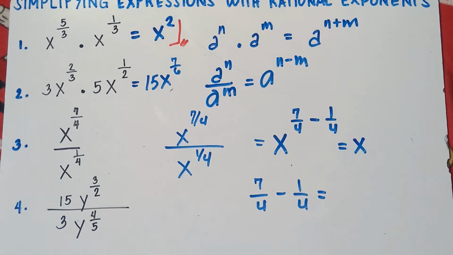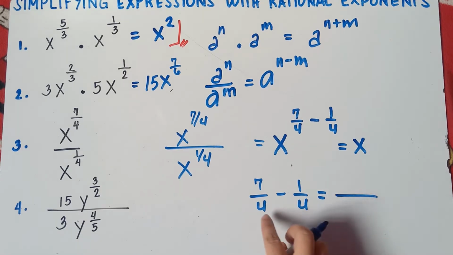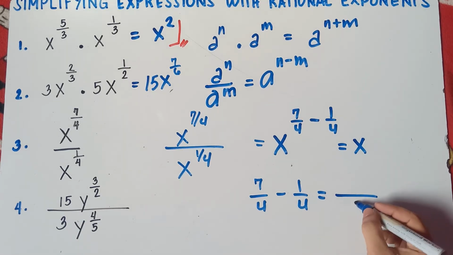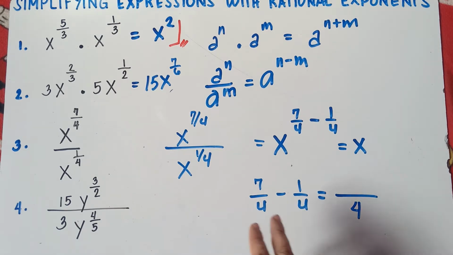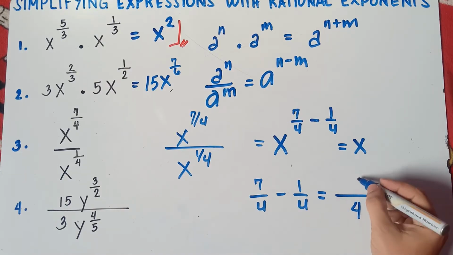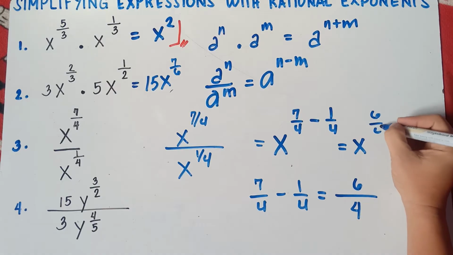So in addition and subtraction of fractions class, same rule. If they have the same denominator, simply copy the denominator. Then you subtract the numerator. If it's addition, you add. If it's subtraction, you subtract. So 7 minus 1, that is 6. So that would be x raised to the power of 6 over 4.